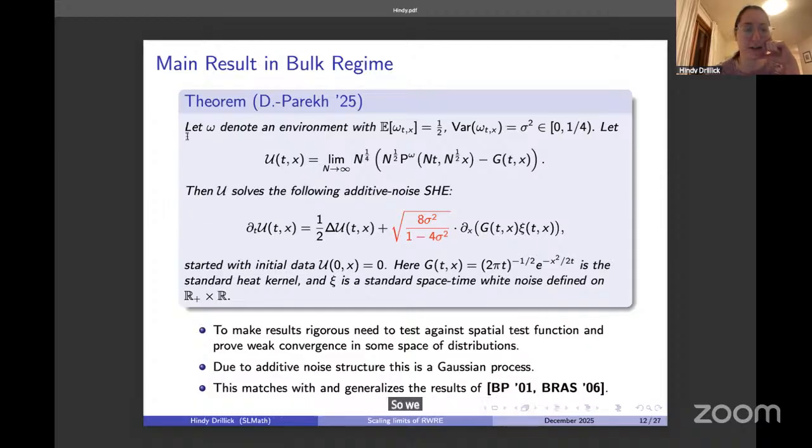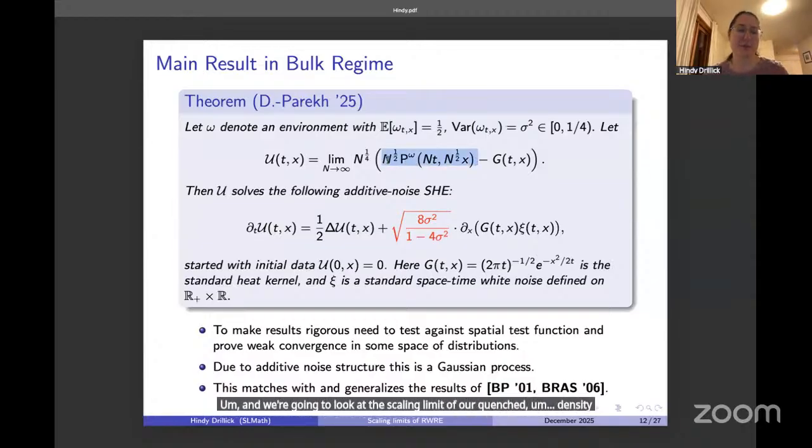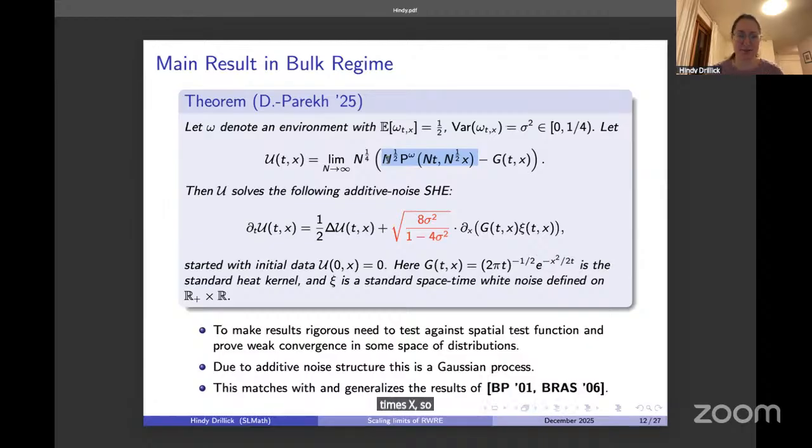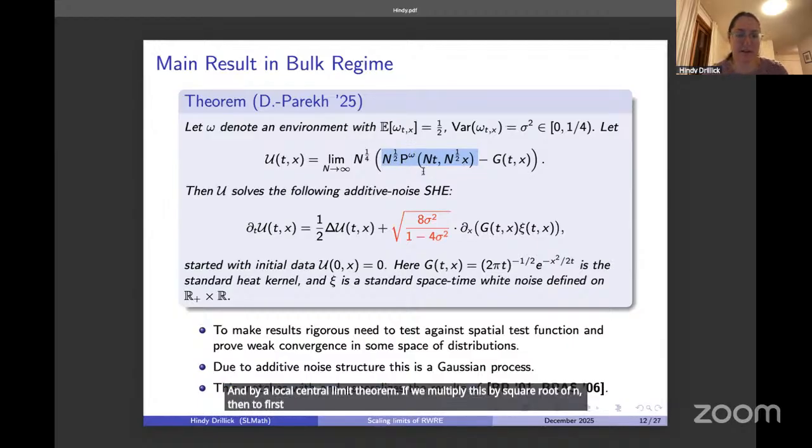So we're going to consider, again, any environment with these two conditions. And we're going to look at the scaling limit of our quenched density in this diffusive regime. So we're going to look at a time of order nt and a spatial position of order square root of n times x. So now n will be our scaling parameter that we take to infinity. And by a local central limit theorem, if we multiply this by square root of n, then to first order, we expect this to behave like the heat kernel. So remember that capital G is always just the usual heat kernel in one dimension. So if we subtract off the heat kernel, we can ask what the fluctuations around that look like.